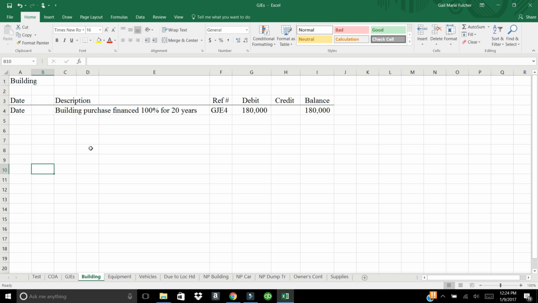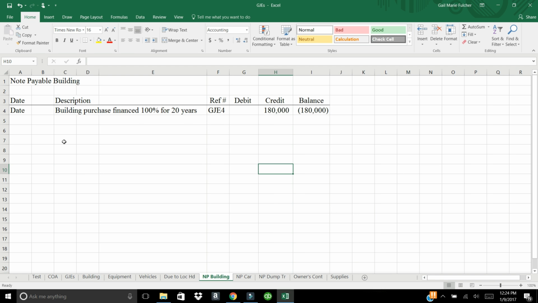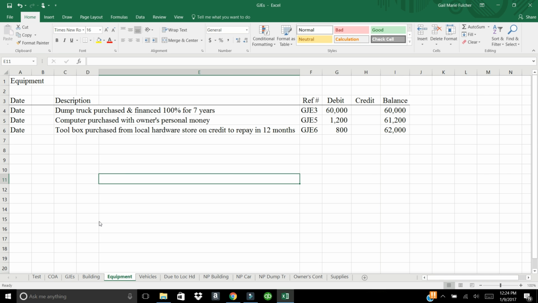All right. So remember, the general ledger is all of your accounts, and each account shows every transaction that was posted to it. The balance sheet accounts will be from the beginning of time, and the income statement accounts will be just for the current year, okay? All right, so let's just take a peek at the other side of the building entry, a credit that went to note payable building. It's going to look exactly the same, except we'll have a credit of $180,000 and a balance of a credit of $180,000.